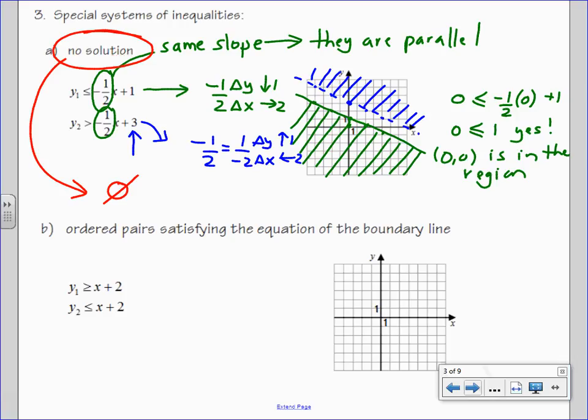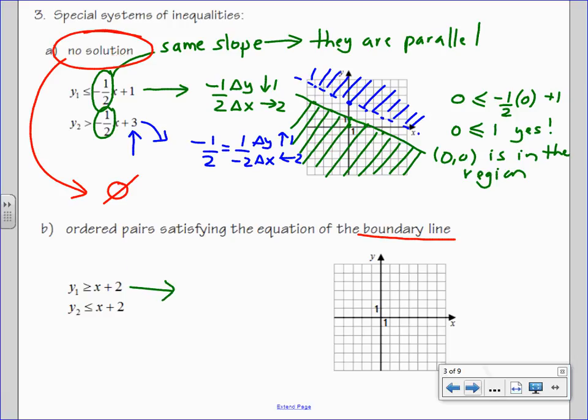You can imagine that it can also be different. If we look at the second example, where all the ordered pairs are on the boundary line. So that would be if the two lines are at the same place. So what does it look like?